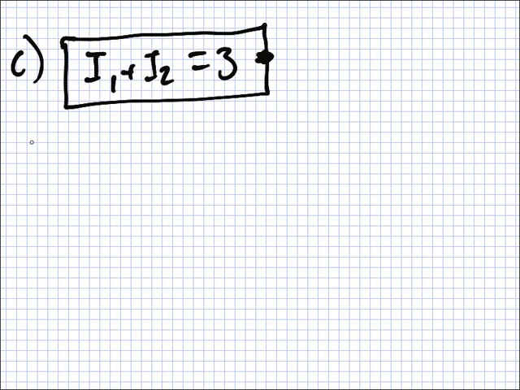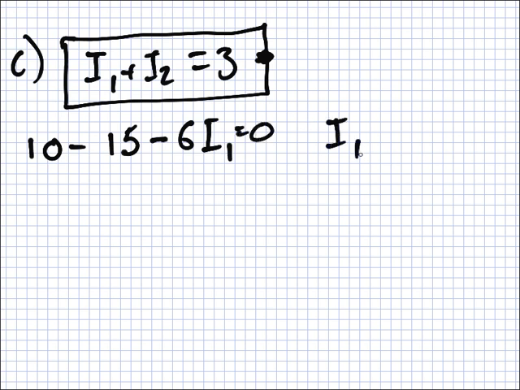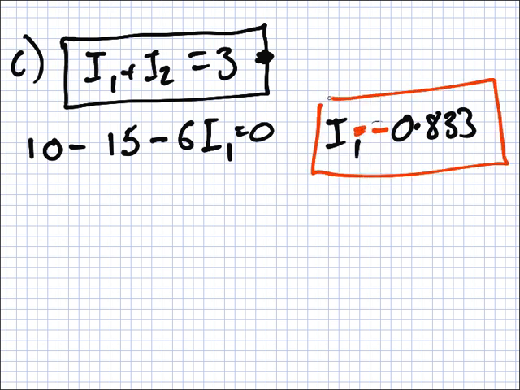Let's start at the 10. 10 minus 15 minus 6I1 equals 0. So I1 will equal negative 5 over 6. What is that as a decimal? 0.833, but with a minus. But we said that's acceptable. It means they drew the current backwards in the picture, right?